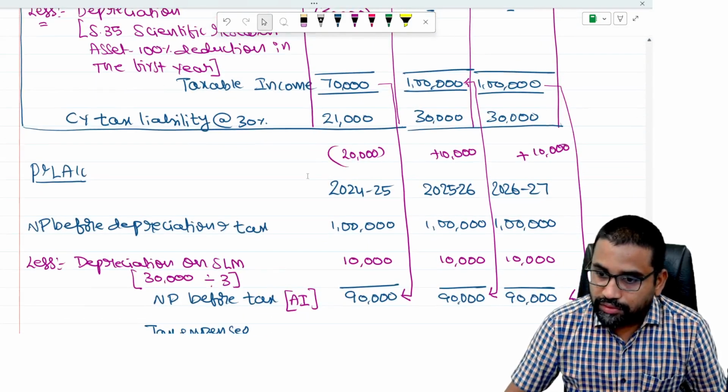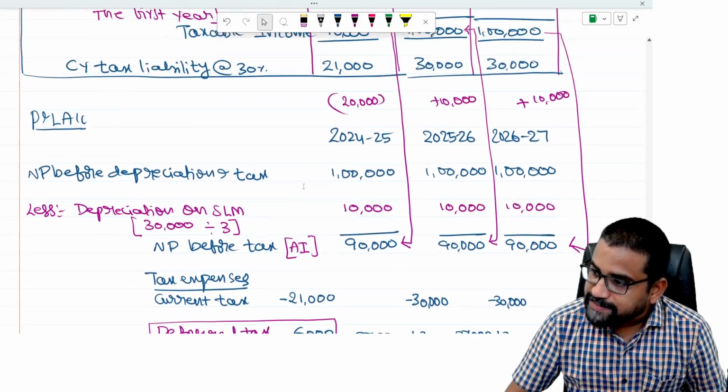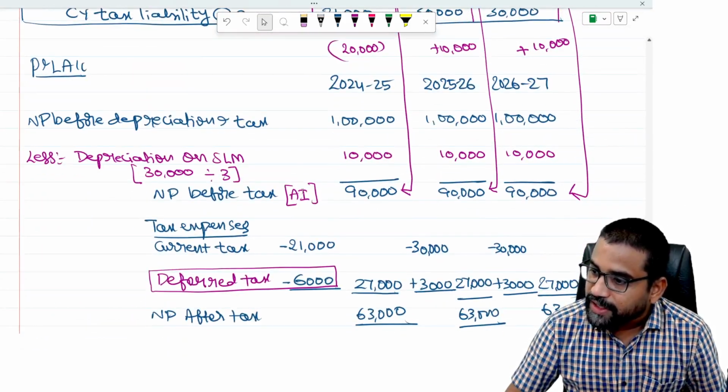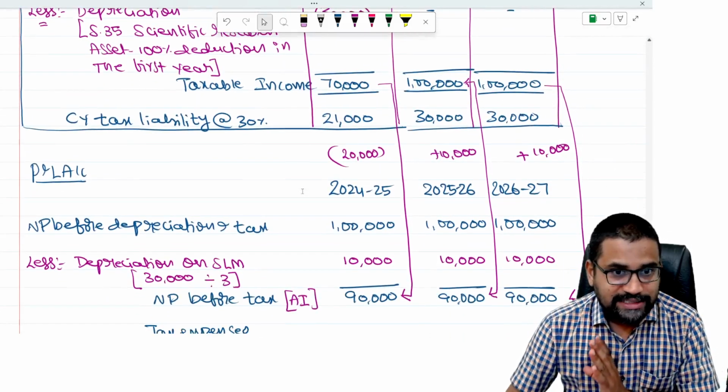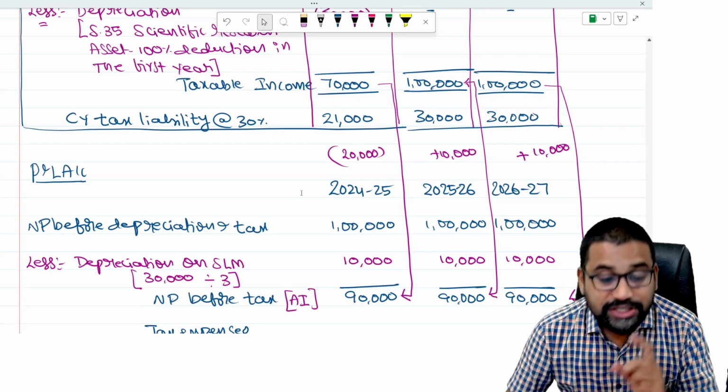So once again sir, I am explaining the concept. Please understand it carefully. See, there is a difference between accounting income and taxable income in the first year. How much? 20,000.